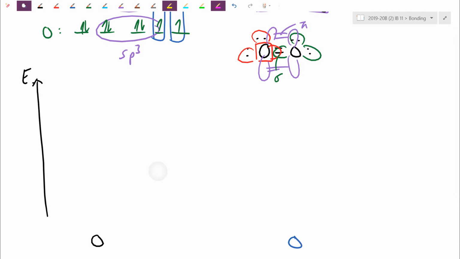In shell number 2, each oxygen has an s orbital. I'll call it a 2s here. The other one also has a 2s. It also has 3 p orbitals here. I'm going to draw them a little bit higher. Those are energetically further from the core. So I have a 2p orbital, and I have a bunch of 2p orbitals here.